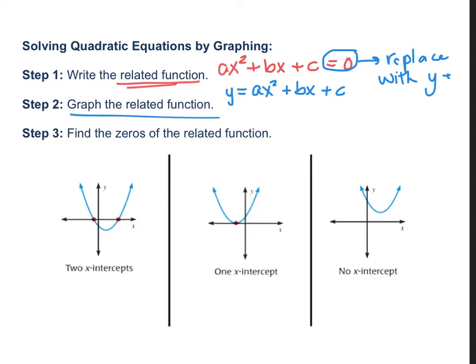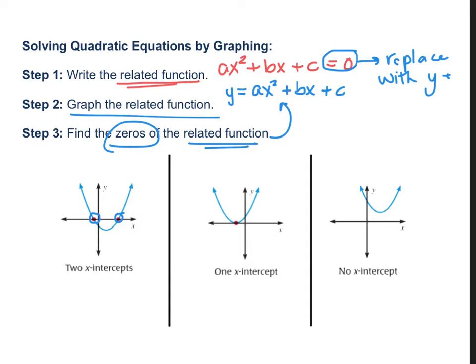Step 2, we will go ahead and graph the related function. Once it's graphed, we just look at the graph to get our solutions. Step 3, you will find the zeros of the related function. Remember, related function is just when we put it into graphing form, basically. As a reminder, the zeros of a graph are your x-intercepts. So your parabola may cross the x-axis twice, and you would say, oh, here's a solution and here's a solution. Those zeros of the graph that we worked on before are your solutions.